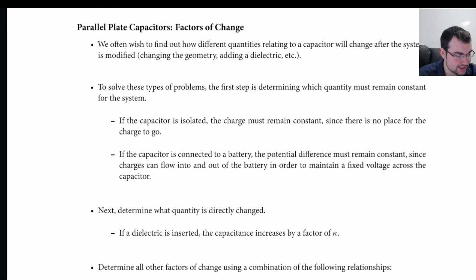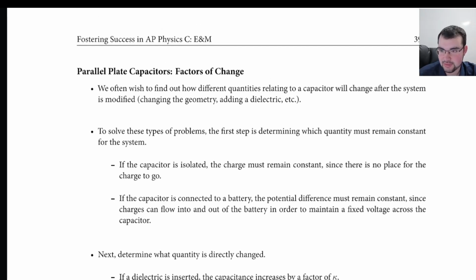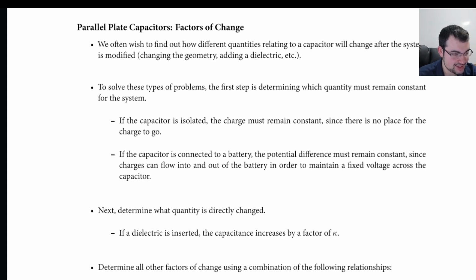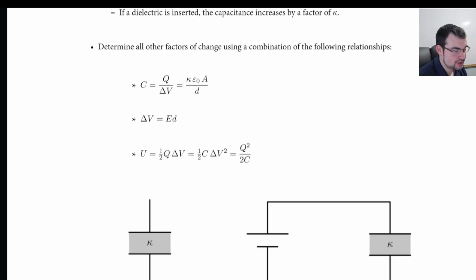So lastly, we'll end with these factors of change questions, which is saying I do something to my capacitor. How does this change? It's easiest to just start with what's directly changed and leverage some of these relationships. So the definition of capacitance, or using the parallel plate formula, helps. Usually Q equals CV is the more useful form here. Delta V is ED for a capacitor. And you can use one of your favorite energy formulas.